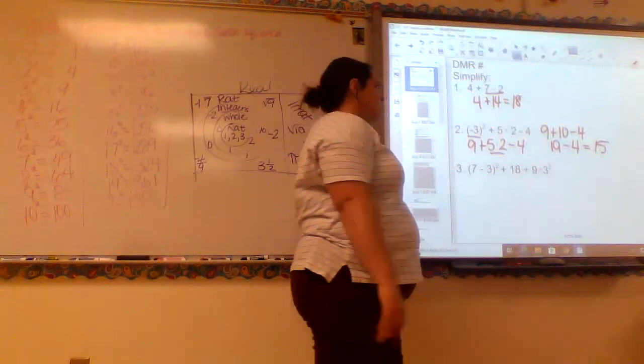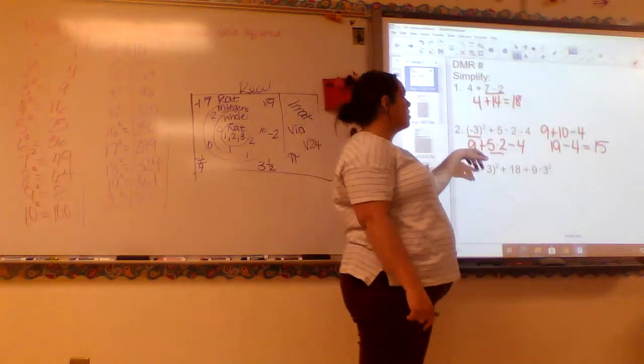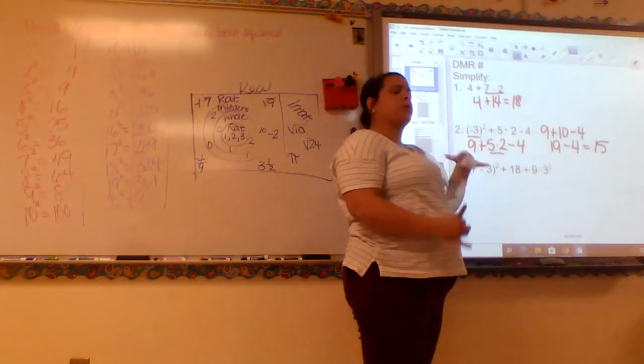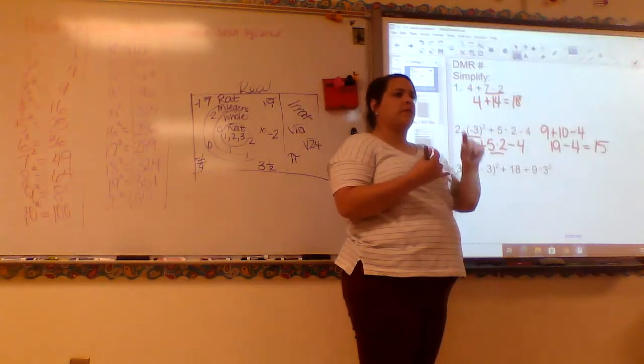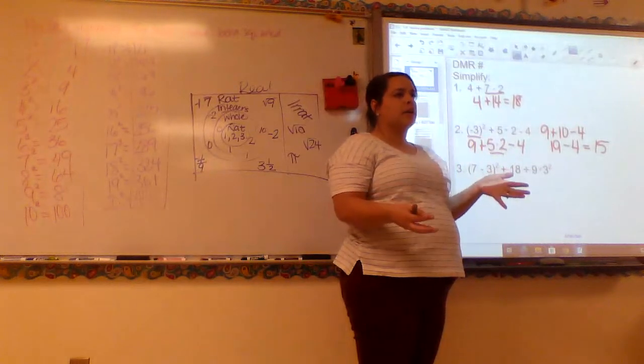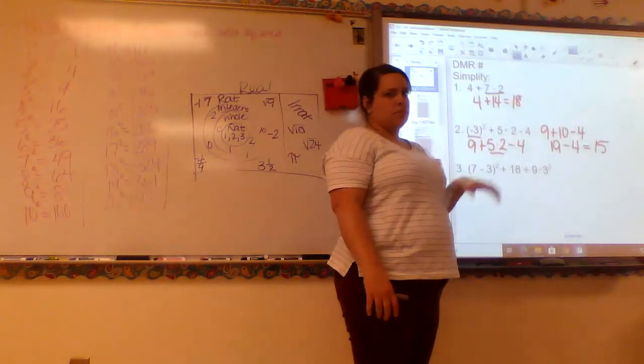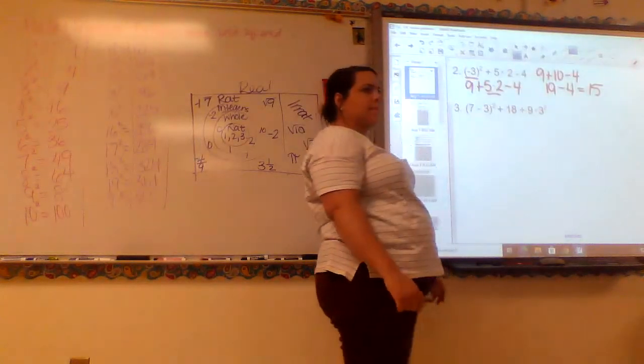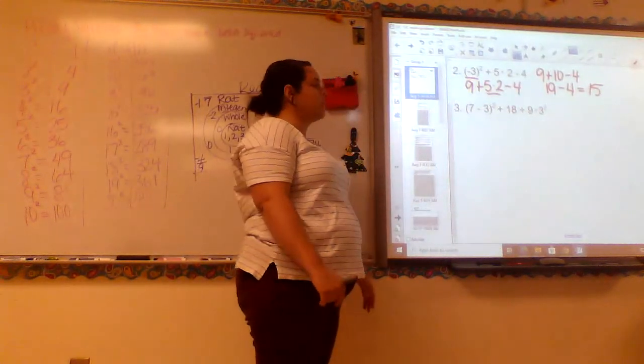Wait, how'd you do the negative? I got negative 21. I got negative 27 for the negative 3 squared. But negative 3 squared is times itself. So it's negative 3 times negative 3, which is positive 9. Wait, well, I got negative 27. I did it cubed. Yeah, you did cube, not squared.